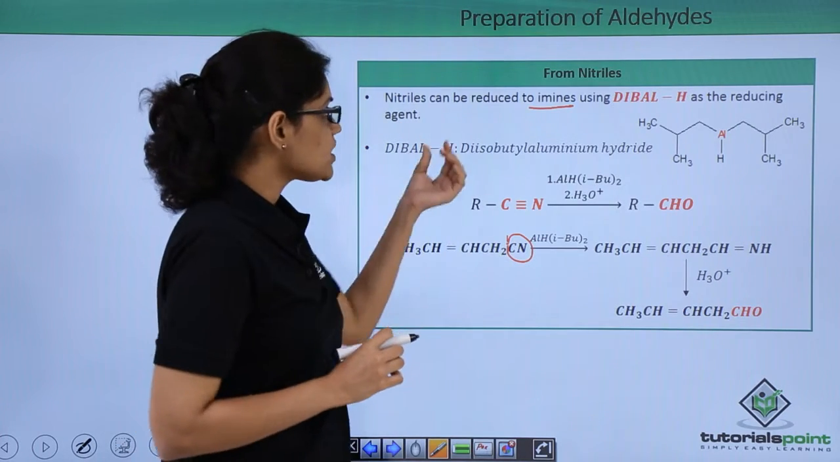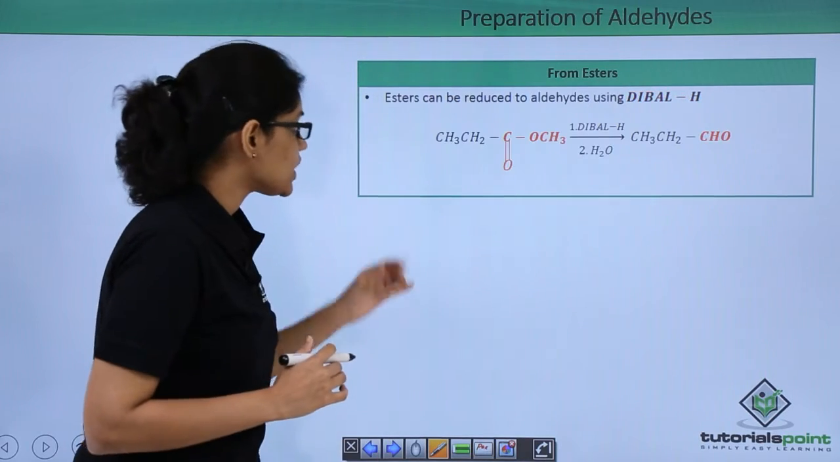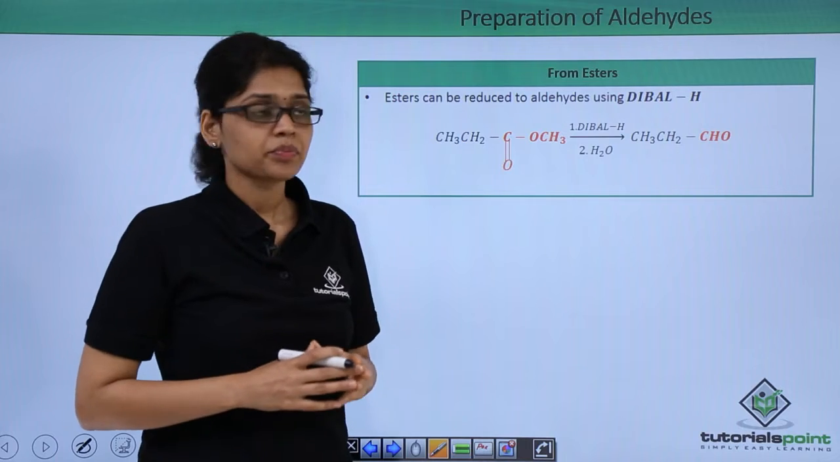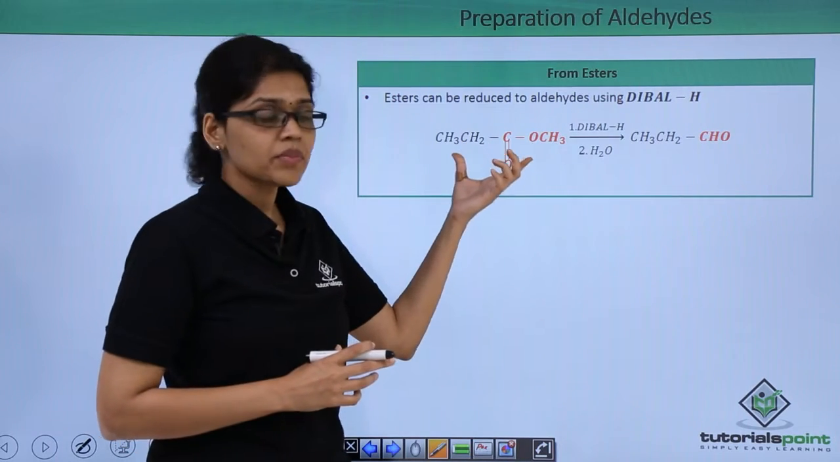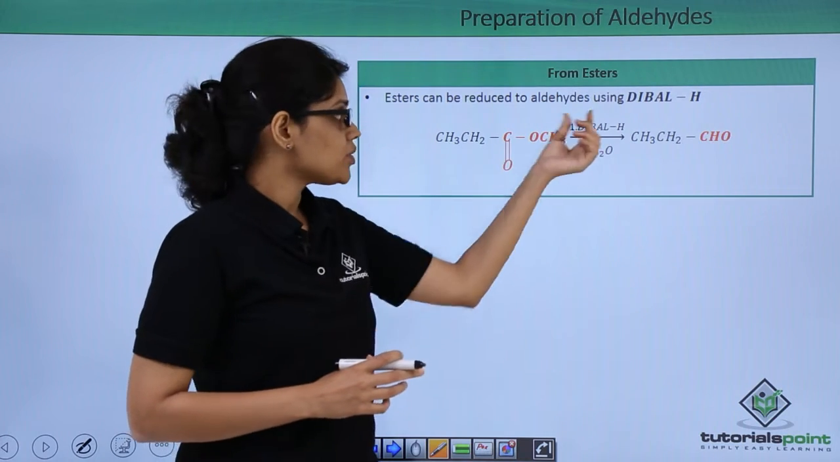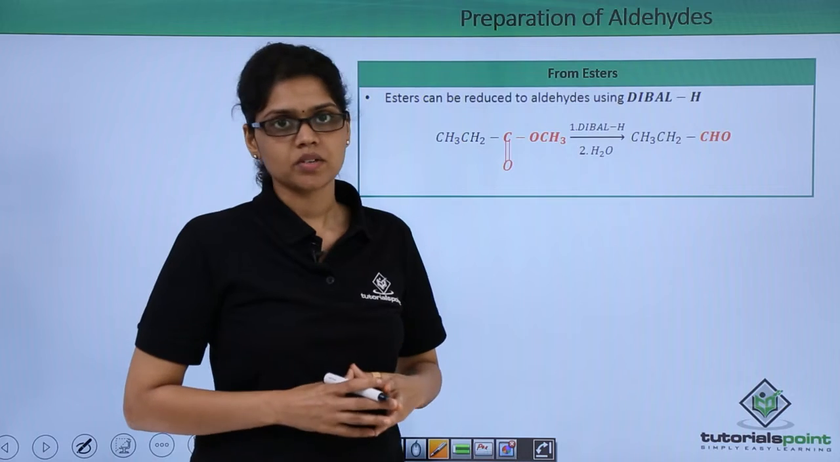Now just as nitriles have been reduced to aldehydes, even esters can be reduced to aldehydes using the same reducing agent, which is DIBAL-H. As you can see here, we have an ester, and when this ester is treated with diisobutyl aluminum hydride followed by reaction with water, you get the corresponding aldehyde as shown here.